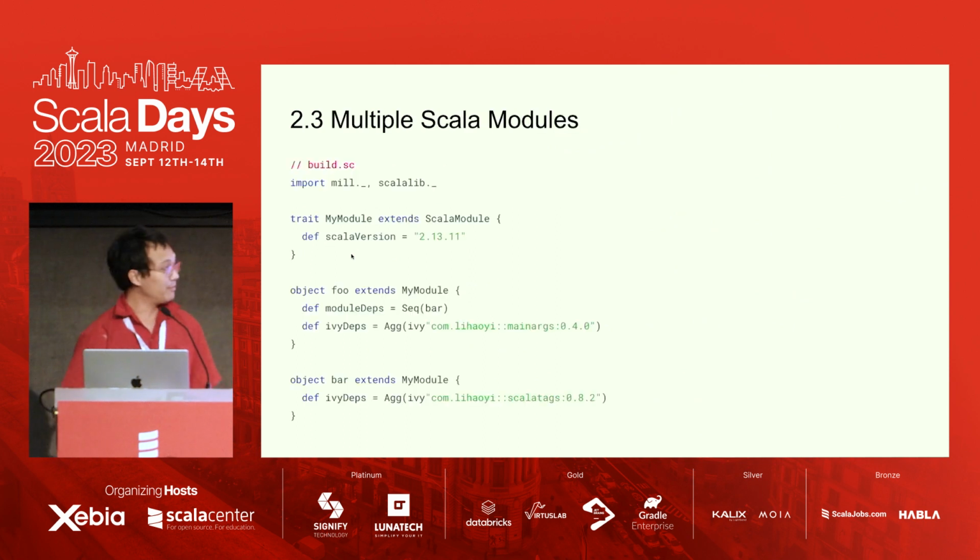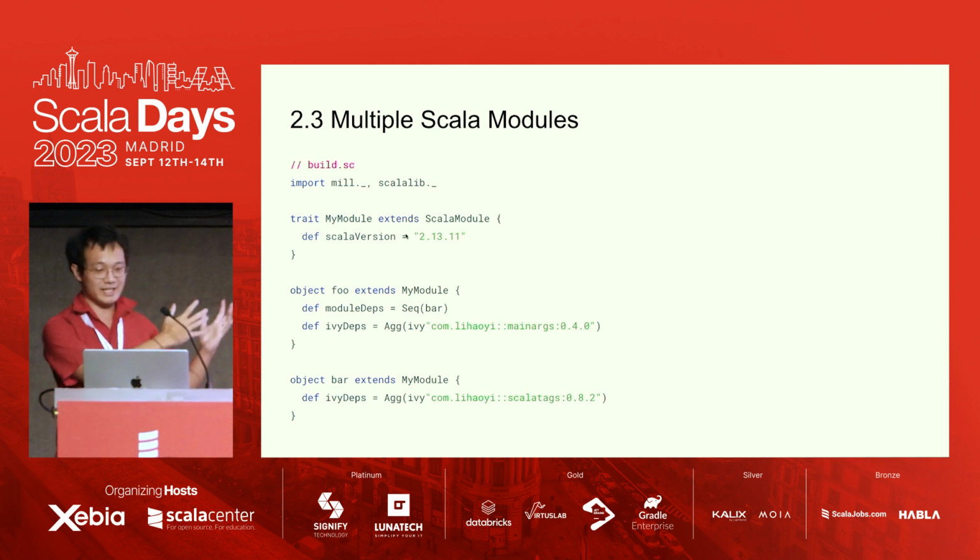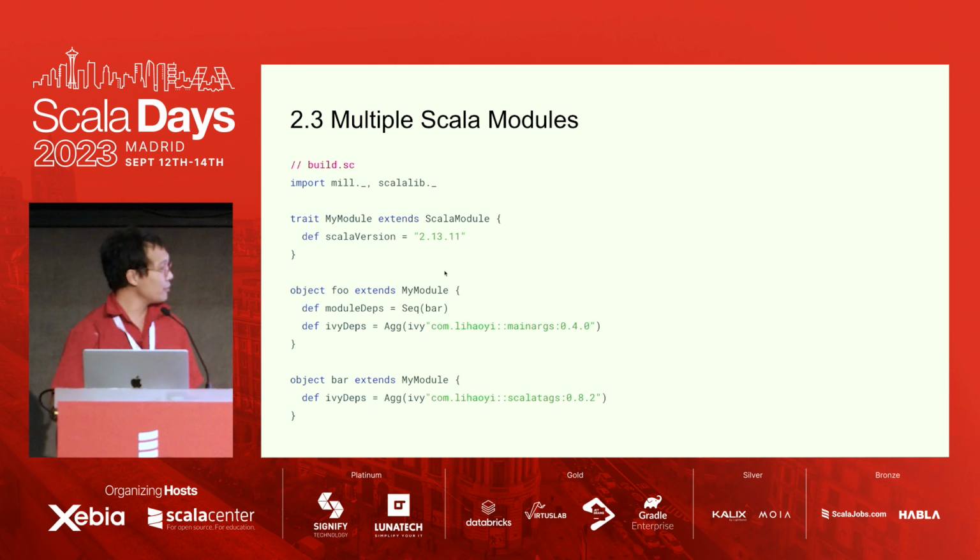So this example build contains two Scala modules. There's object foo extends MyModule, object bar extends MyModule. You can see MyModule extends ScalaModule. That does what you expect. There's a shared Scala version between them. You can put other shared things in the shared trait, and you can put the things that are not shared in the individual objects. For example, they have different sets of third-party dependencies. And in this case, the object foo has a module dependency on the object bar. So again, this is pretty vanilla Scala code. None of you should be too confused about this, I think.